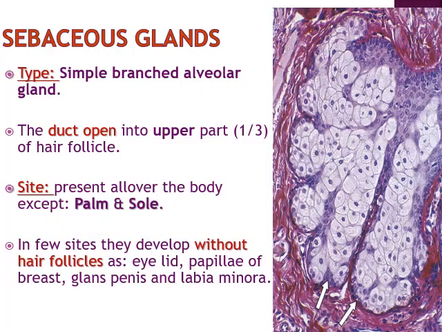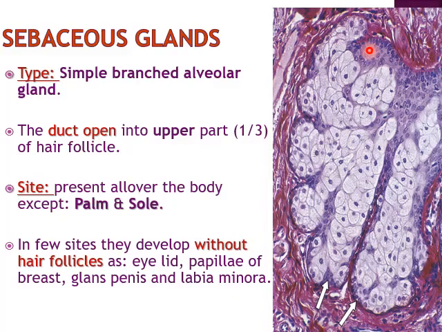Now I'm going to talk about the sebaceous gland. What is the type of a sebaceous gland? Sebaceous gland, as we see here, is a simple branched alveolar gland. Its duct opens into the hair follicle in the upper third of the hair follicle. It is present all over the body except the palm of the hand and sole of the foot.